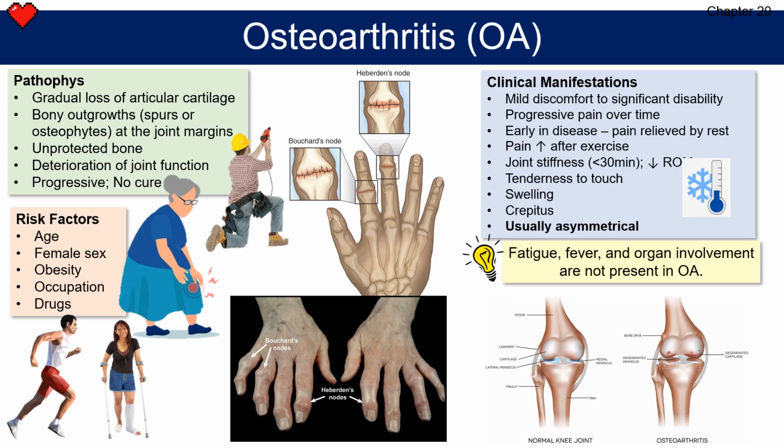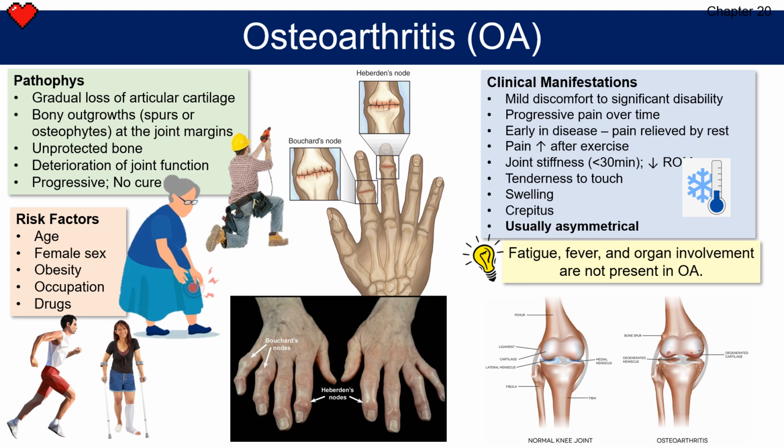Okay, so let's recap that pathophys that we just talked about. So with osteoarthritis, we're going to have gradual loss of articular cartilage. We're going to have these bony outgrowths that we're going to refer to as spurs or osteophytes at the joint margins. That's our body trying to repair the site. There's going to be unprotected bone where those two bones will eventually start to rub up against each other. There's going to be deterioration of the joint function. This is progressive, which means it's only going to get worse, and there is no cure.